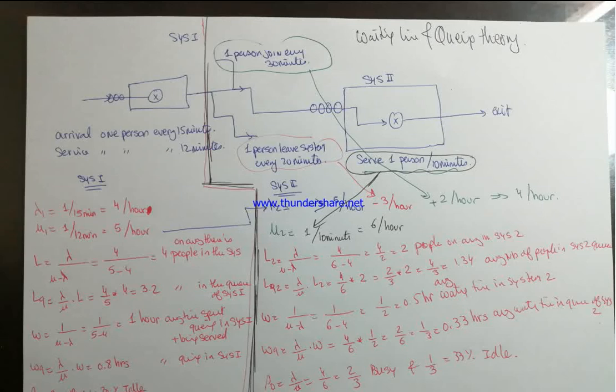Waiting line and queuing theory solved example. I consider this example, which I just designed right now to explain a few points about how it works.